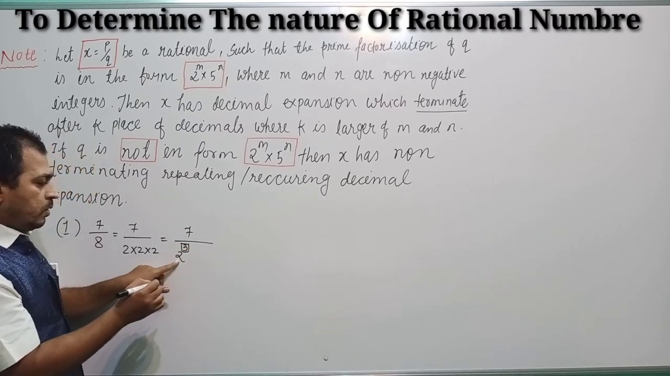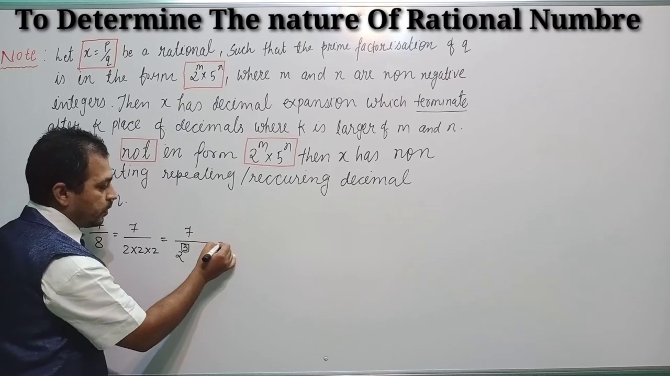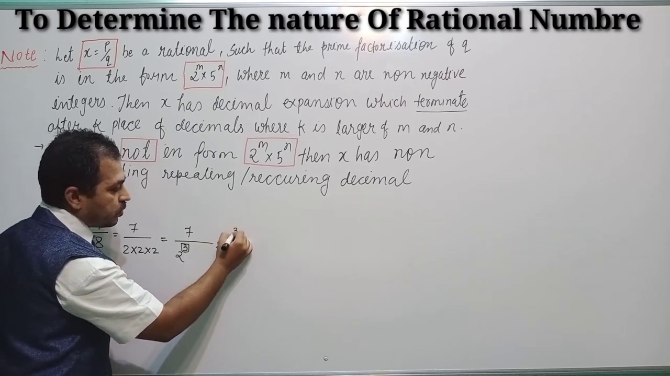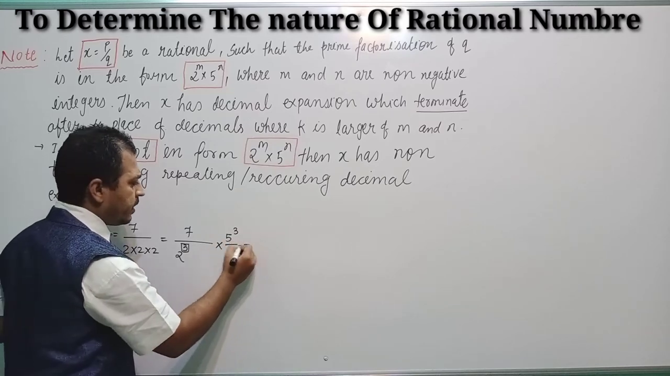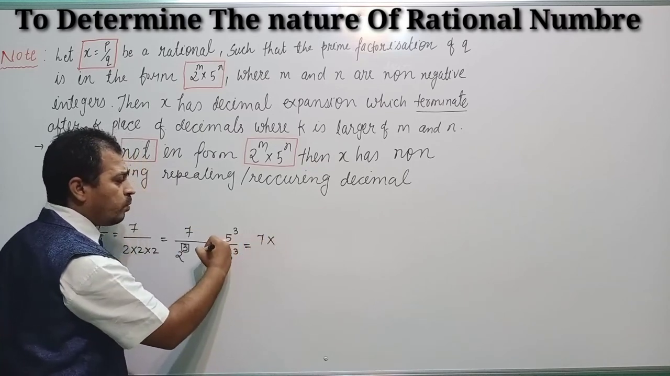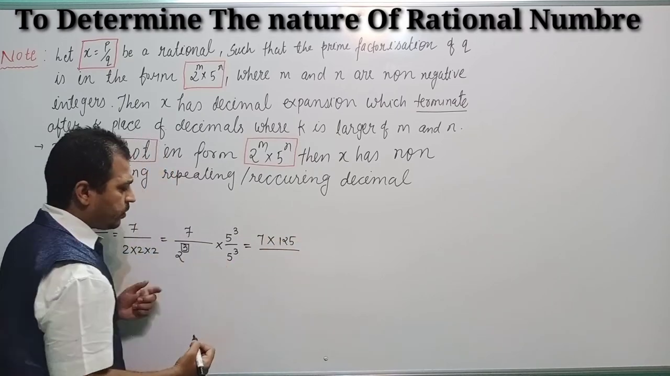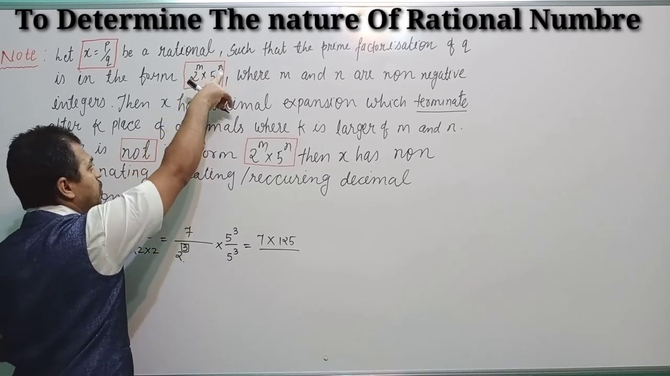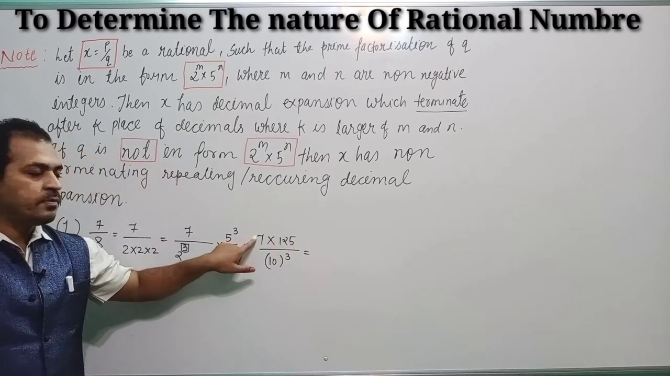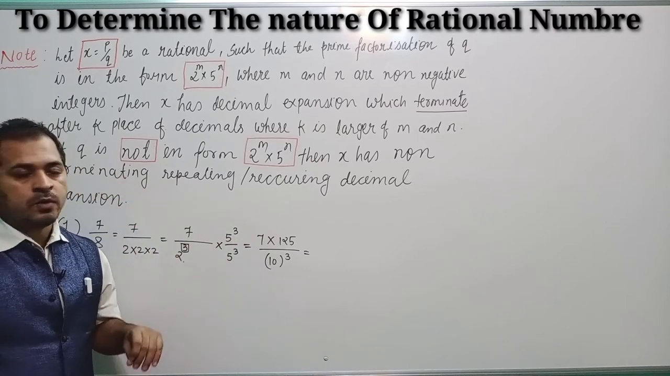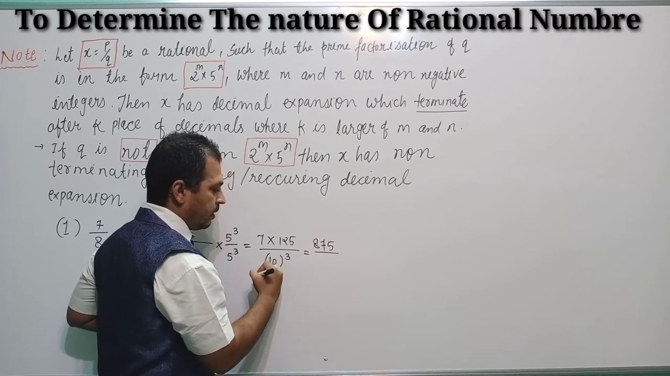Suppose you forget about this. We want to find either 10, 100 or 1000 over here. So what you have to do, students? You have to multiply this fraction by 5 raised to the power 3 divided by 5 raised to the power 3. So here you can write 7 into the cube of 5, that is 125. Right, students, you are getting it that way, 2 to the power m and 5 to the power n. So 2 and 5 make 10, 10 cubed. Now multiplying 7 into 125, that is 875, divided by 10 to the power 3.